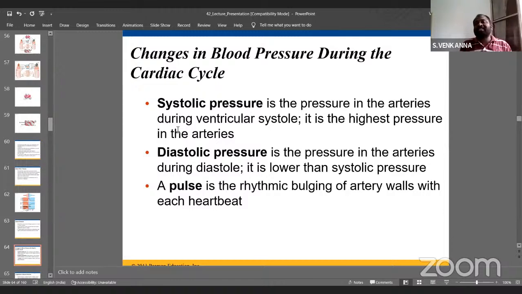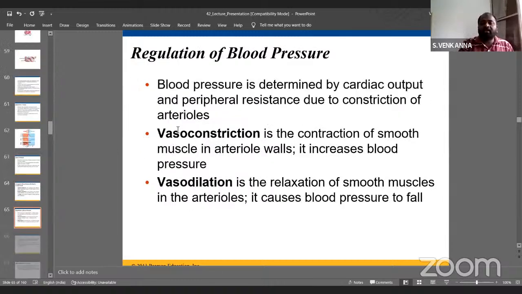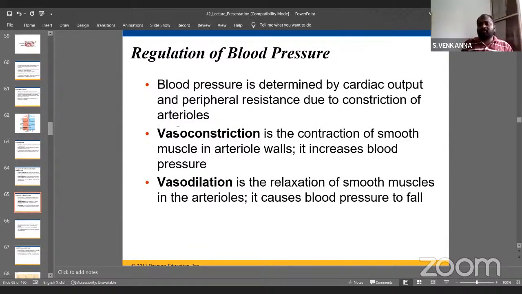It is lower than systolic pressure, increasing and decreasing. The pulse is the rhythmic bulging of the arterial walls with each heartbeat. The regulation of blood pressure, like that, involves hormones and chemical factors. The blood pressure is determined by the cardiac output and peripheral resistance due to the contraction of arterioles.